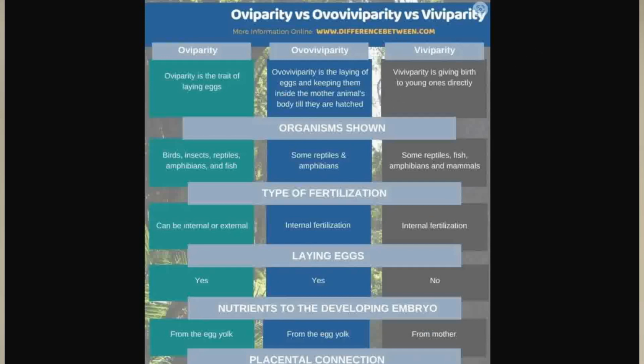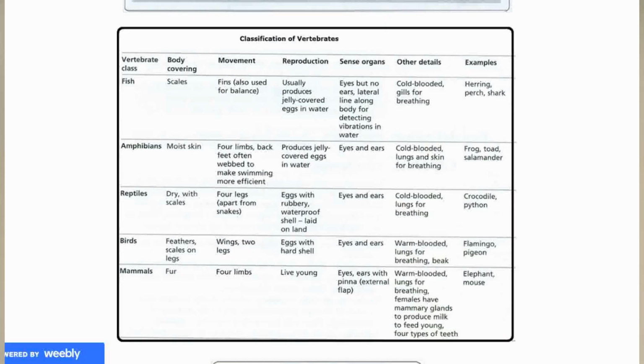Okay, then we go back to our table, talking about the sense organs. Fishes have a lateral line, which is used to detect vibration, in addition to the eyes, and of course they do not have external ear. They do not have ears at all.